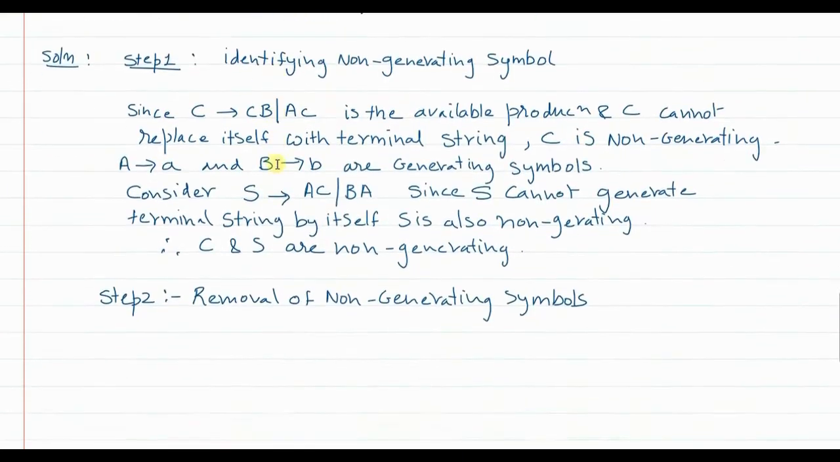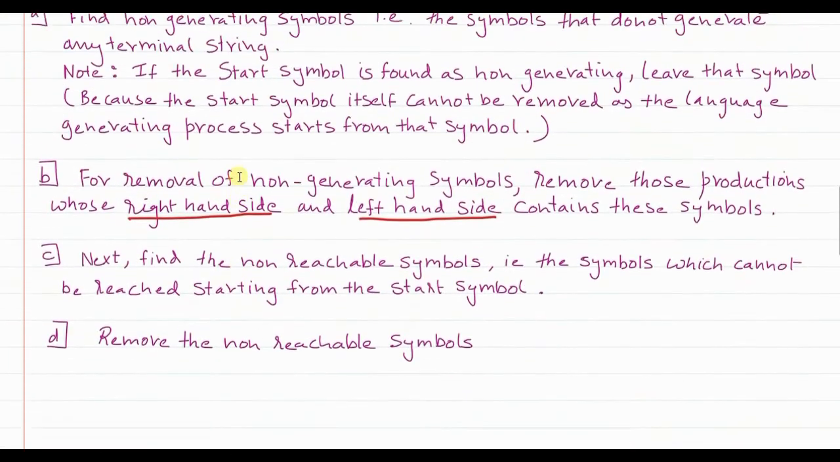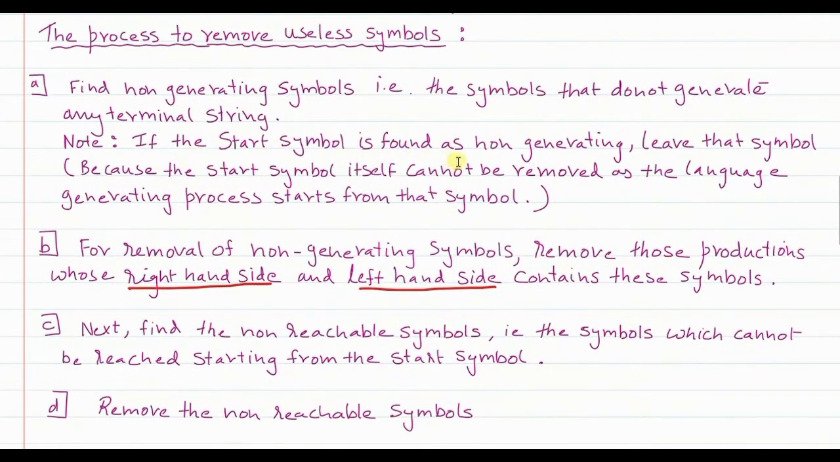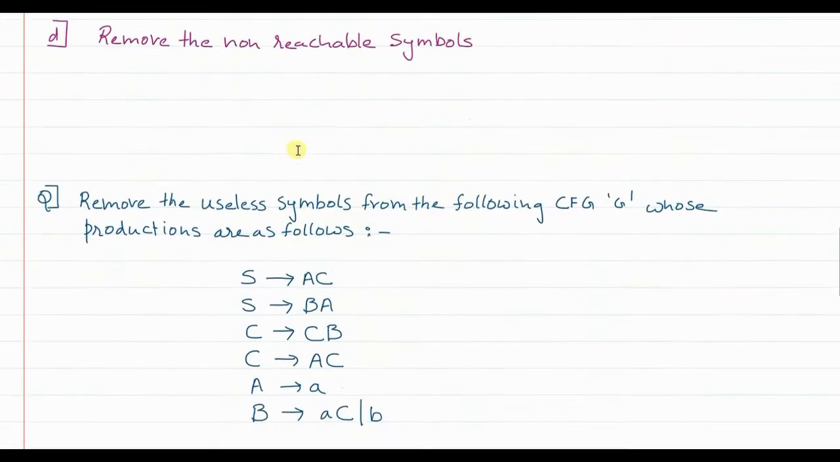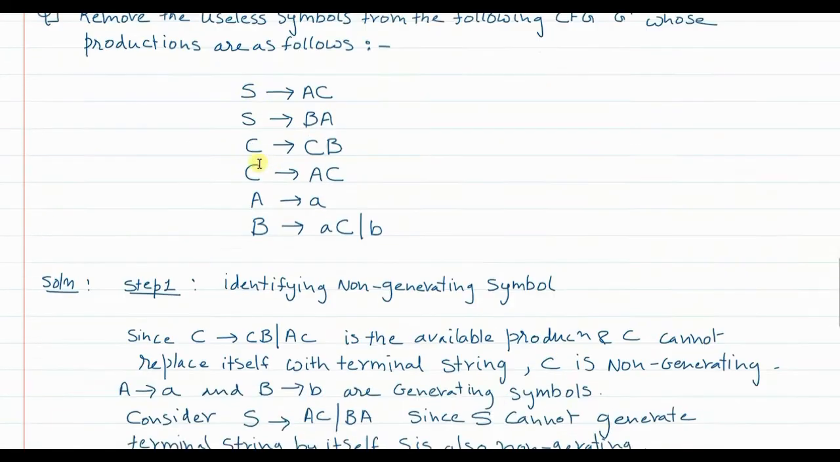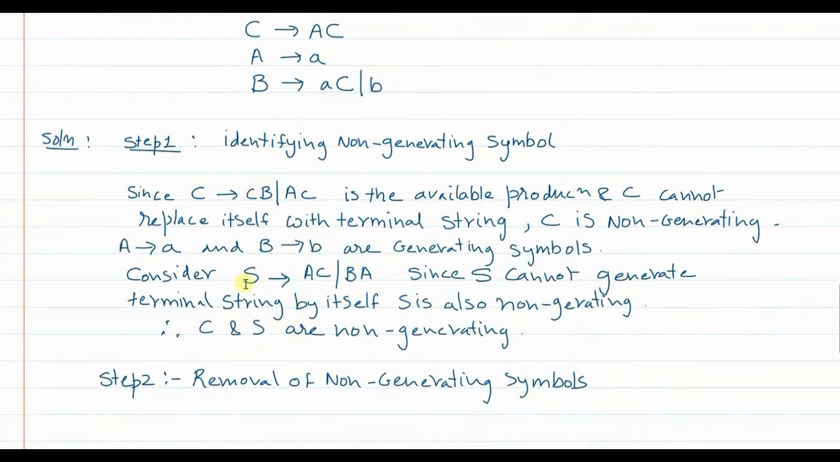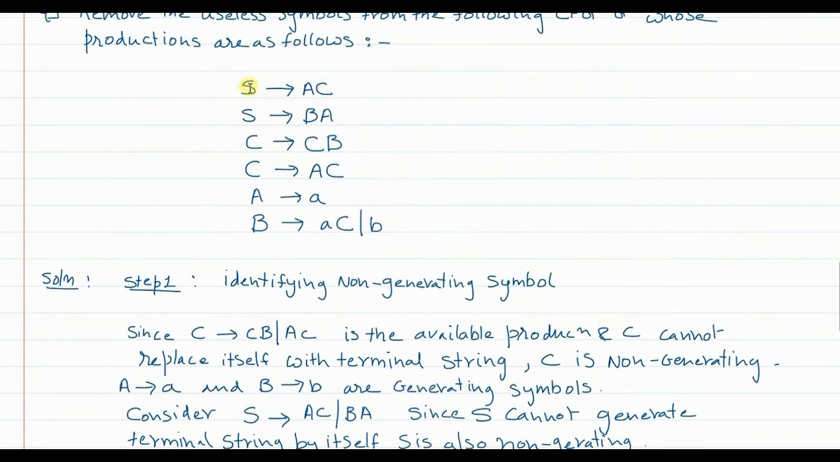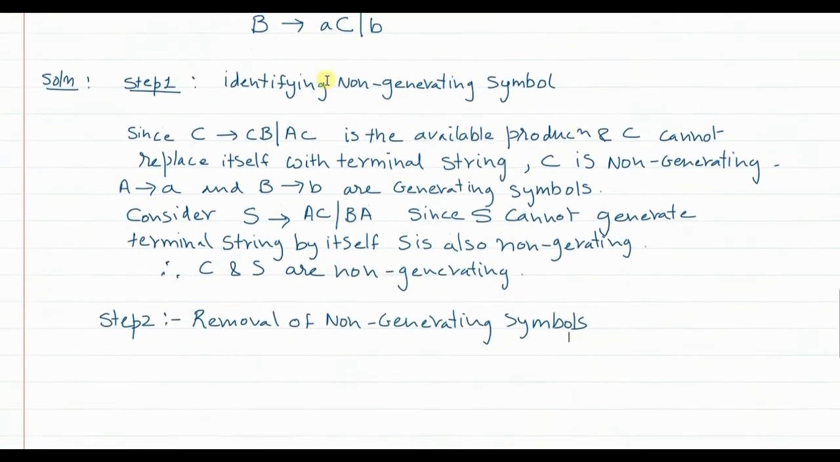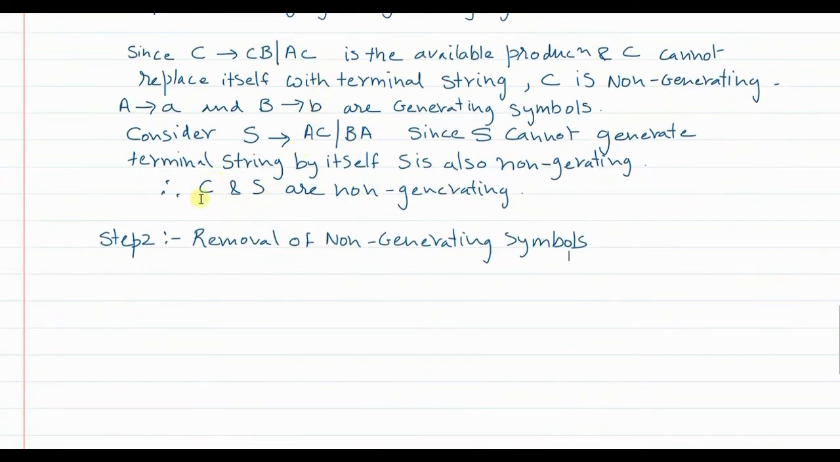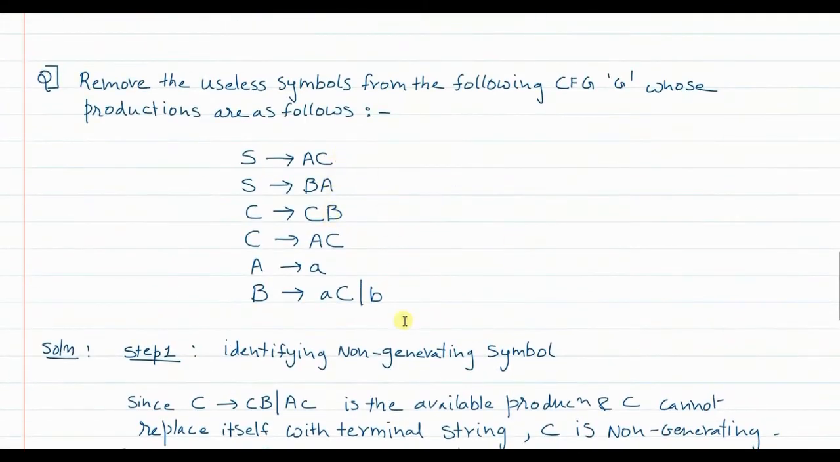Now, as I told you, if the start symbol is found as non-generating, then leave that symbol, you cannot eliminate it, we have seen already. Here S happens to be the start symbol. We have just found out that S is also non-generating, but we will not be able to remove S. Understood? We will not be able to remove S directly. So what we will do? We will try to remove C. So removal of non-generating symbols involves what? Whichever productions have a non-generating symbol on the left hand side or right hand side, we remove those.